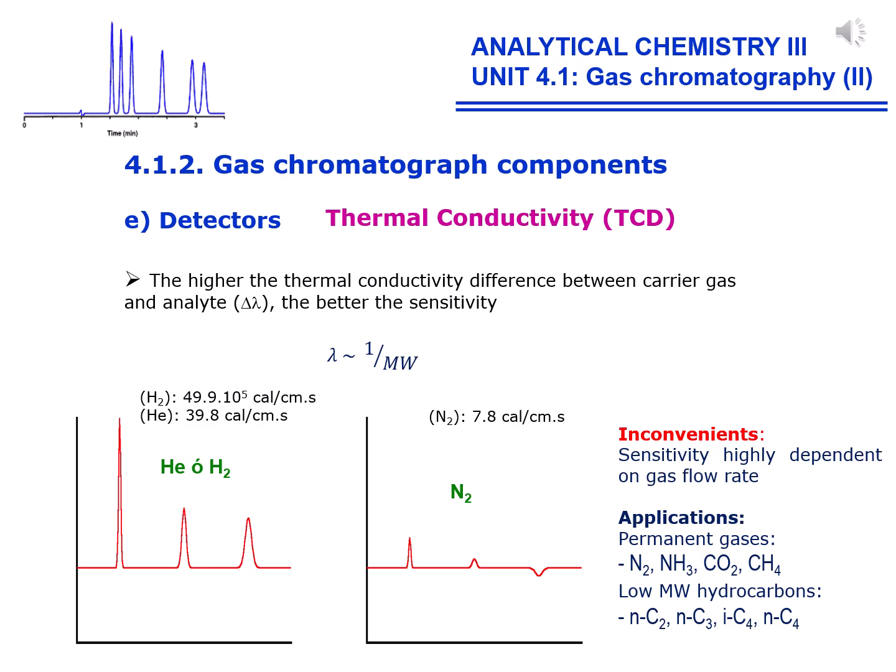The main disadvantage of TCD is that sensitivity is highly dependent on the carrier gas flow rate. This detector is generally employed for the separation and quantification of compounds that don't generate a signal in other detectors, such as permanent gases, nitrogen, ammonia, carbon dioxide, methane, and low molecular weight hydrocarbons.